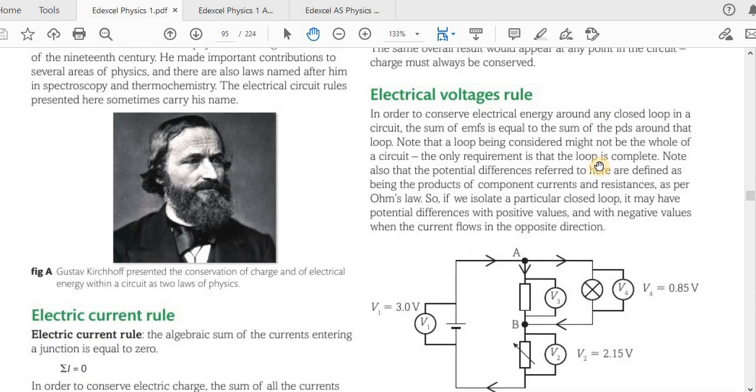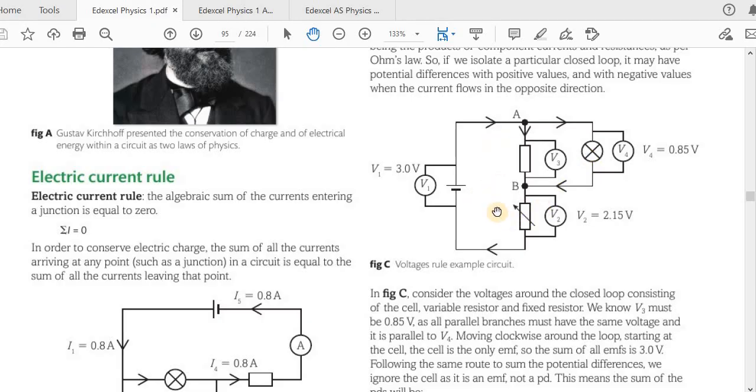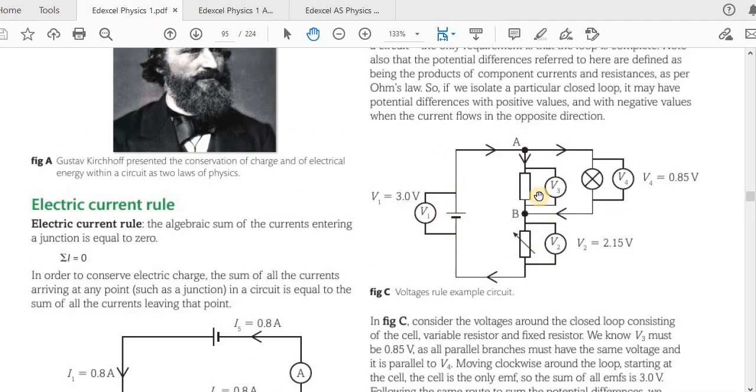Then we have Kirchhoff's second law, the electric voltage rule. So around any loop, here there is one loop, here there is another loop, even this, those are all loops as well. But remember we don't consider the voltmeter, because it has a very high resistance. We assume no current flows through it, so there's no point taking a loop around the voltmeter.